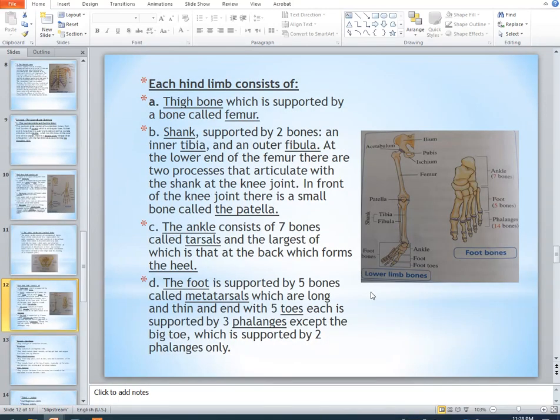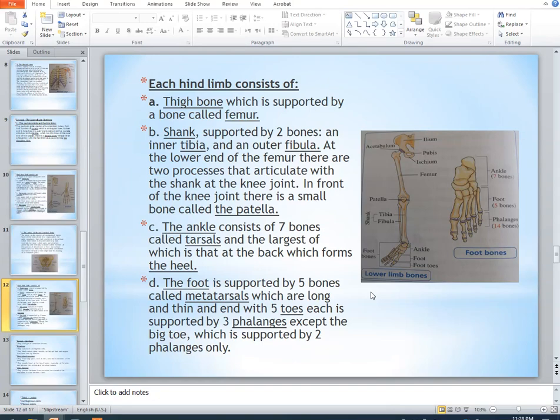Each hind limb consists of the thigh, which is supported by a bone called the femur. The shank is supported by 2 bones: the inner one is the tibia and the outer is the fibula. At the lower end of the femur, there are 2 processes that articulate with the shank at the knee joint. In front of the knee joint, there is a small bone called the patella.